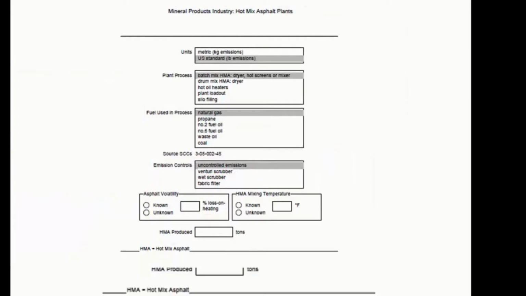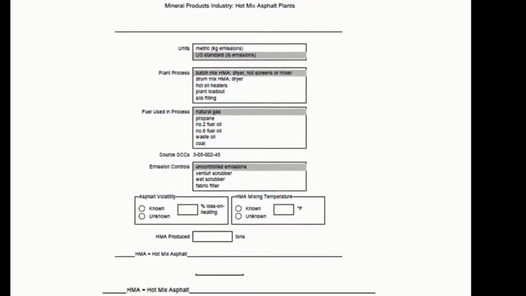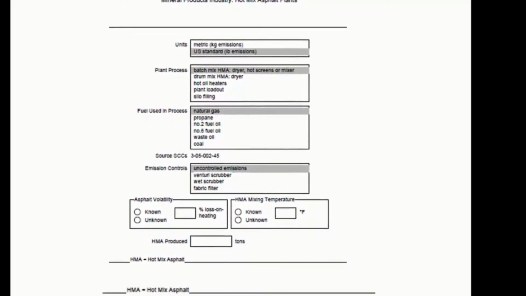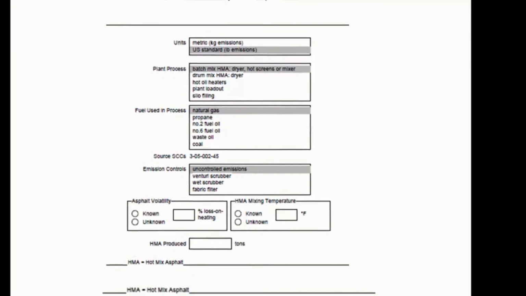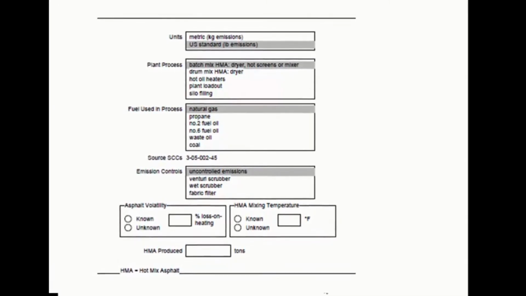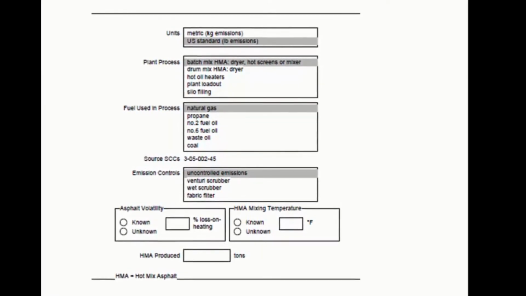So this is another example for some research I had to do for the hot mix asphalt plants. This is the calculator sheet, and again I did this for each source category. Basically here there was either an option of the batch mix or the drum mix, the fuel used in the process, and emission controls. So on my sheet, I put those options all out there and asked for the information, just in a little bit different way.